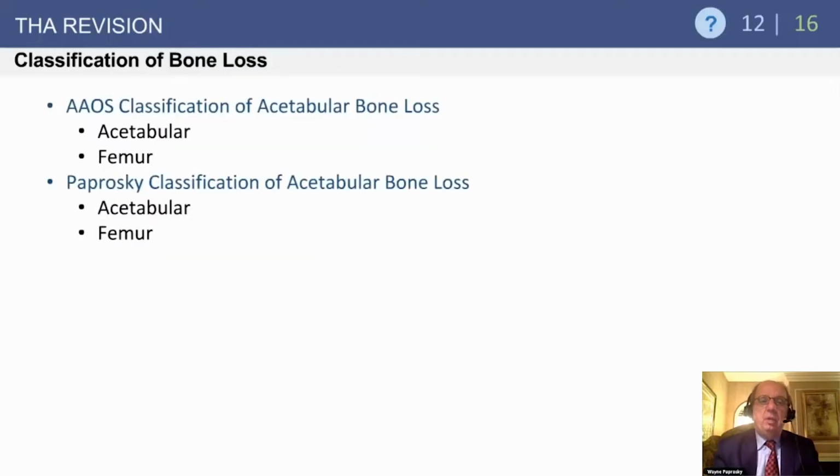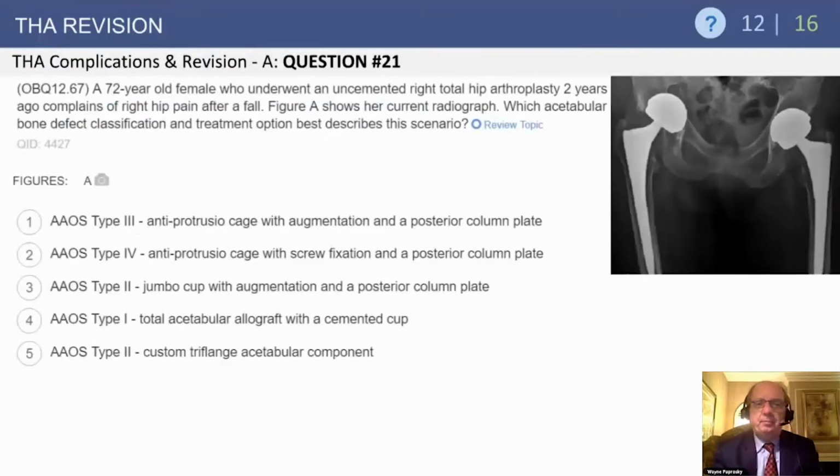So as we jump to bone loss, because the other speakers tonight will have talked about those other complications, we need to classify bone loss. The two most common classifications used are the AAOS classification and the Paprosky classification. The AAOS is something that we'll look at first.